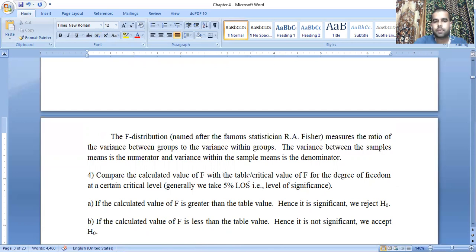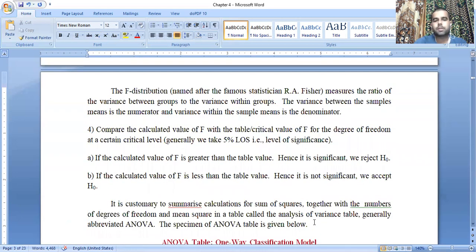After the comparison of the table value and calculated value is completed, we have to write a small conclusion: if the calculated value of F is greater than the table value, hence it is significant, we reject H naught. If the calculated value of F is less than the table value, hence it is not significant, we accept H naught. This is the way you write the comment.